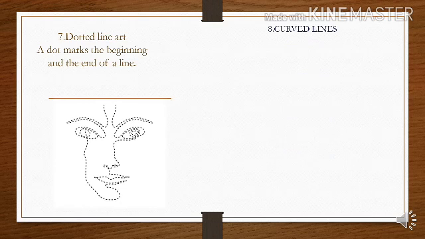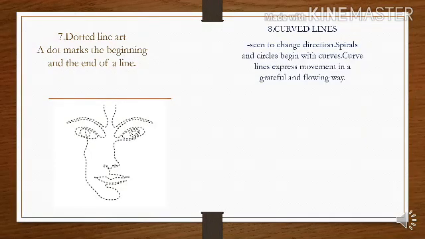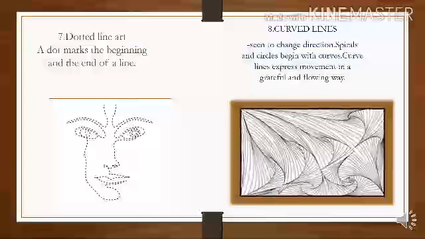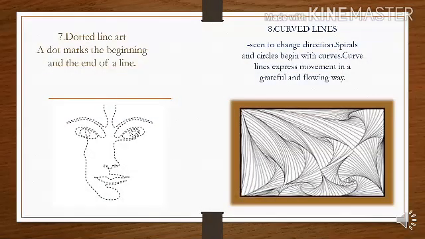Number 8. Curved lines. Curved lines seem to change direction. Spiral and circle lines begin with curves. Curved lines express movement in a graceful and flowing way. This is an example of curved lines.